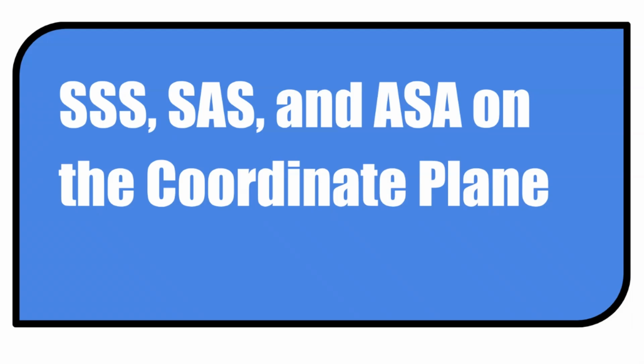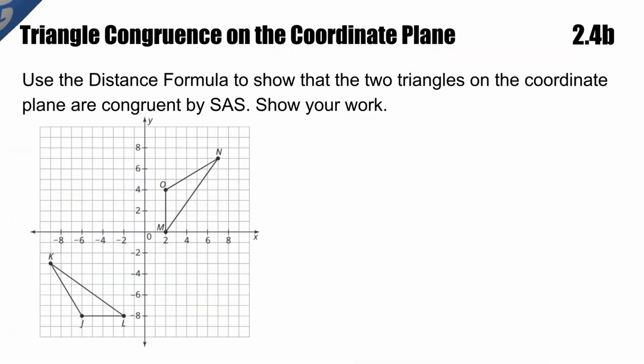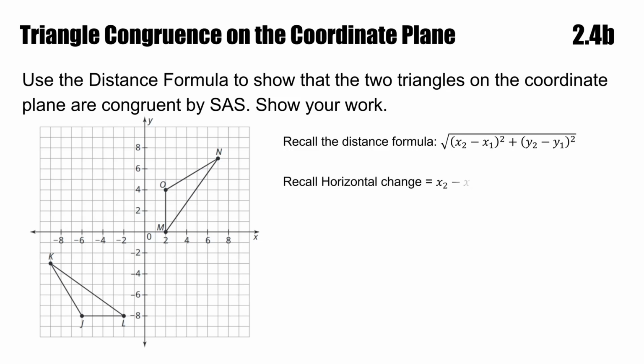This lesson is about using triangle congruence theorems on the coordinate plane. The first problem asks to use the distance formula to show that the two triangles on the coordinate plane are congruent by side angle side. Although the problem asks to use the distance formula, it is faster and easier to use the horizontal and vertical changes to prove that the distance is the same.